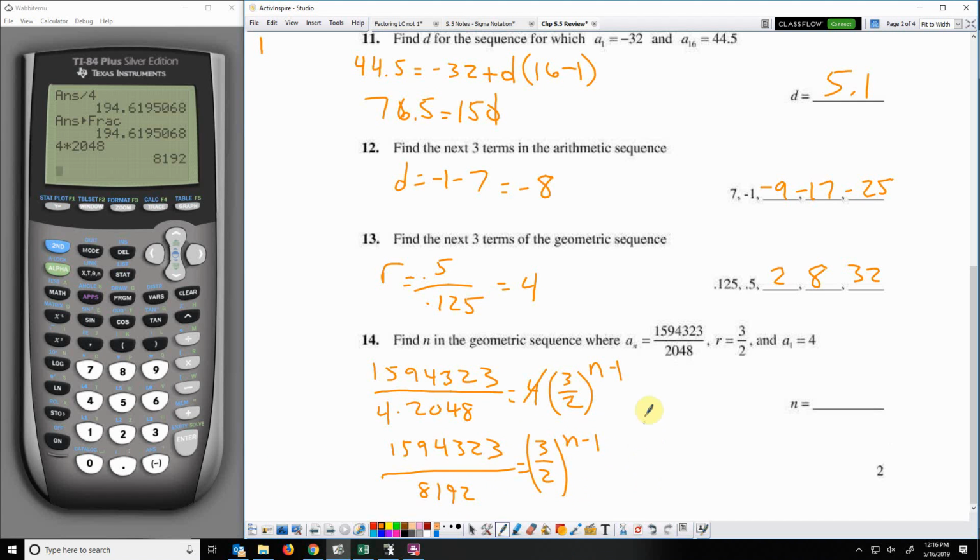Now I can do logs with a base of 3/2, an argument of 1594323 over 8192 equals n minus 1. Okay, so I can do log of the argument divided by log of the base. And I can add 1. So I get 14.